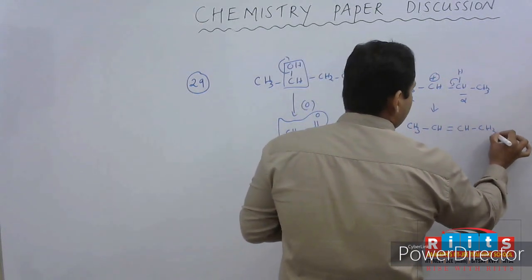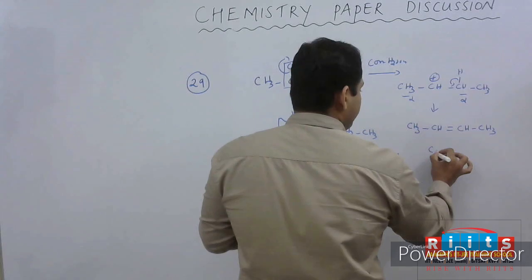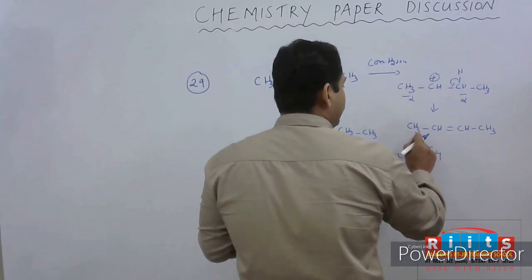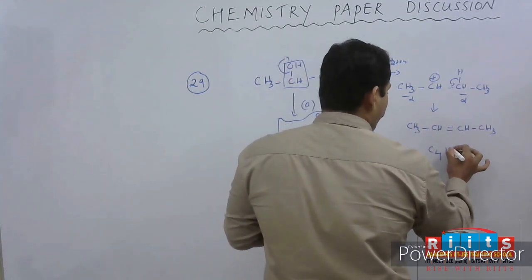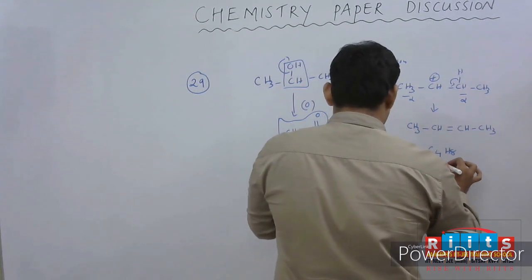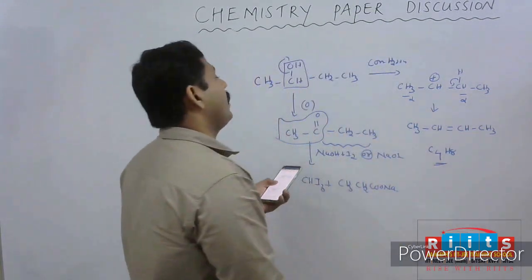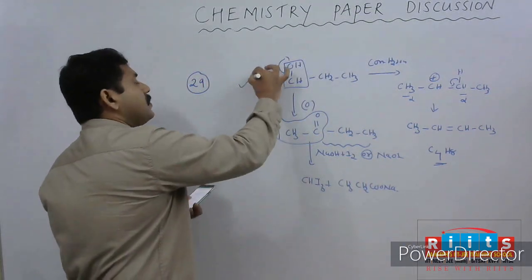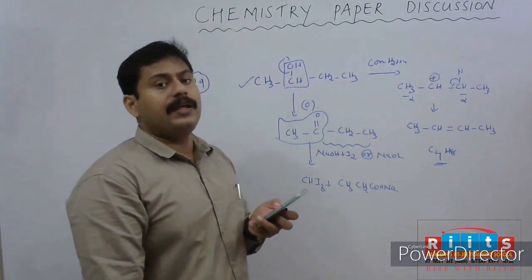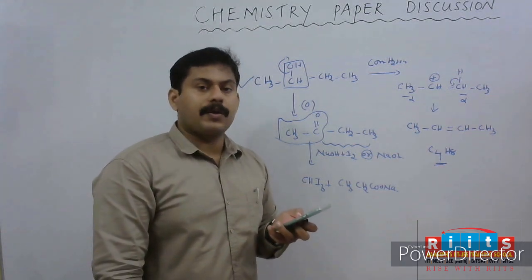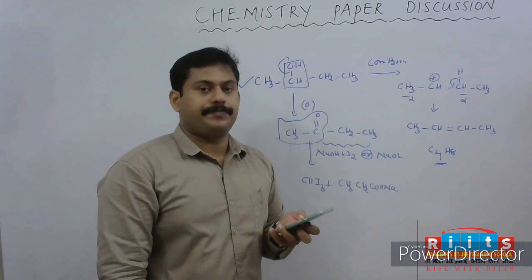So what is the molecular formula? This becomes C4. How many hydrogens are there? C4H8, correct? So everything is matching. So this is the correct answer. You can also verify why the remaining three options are not at all correct. You can verify that. Thank you.